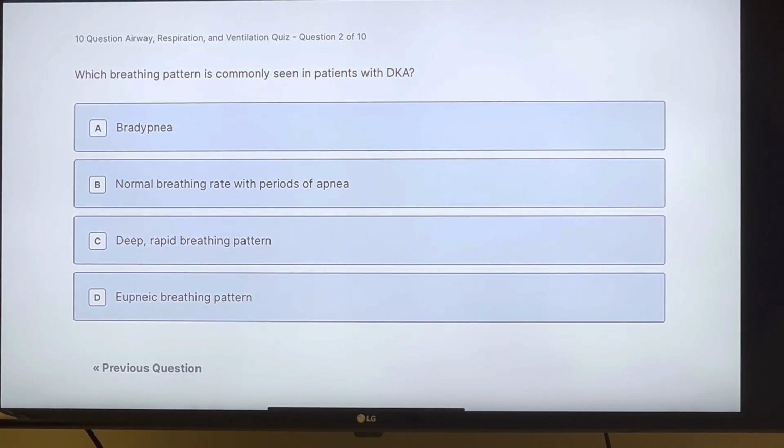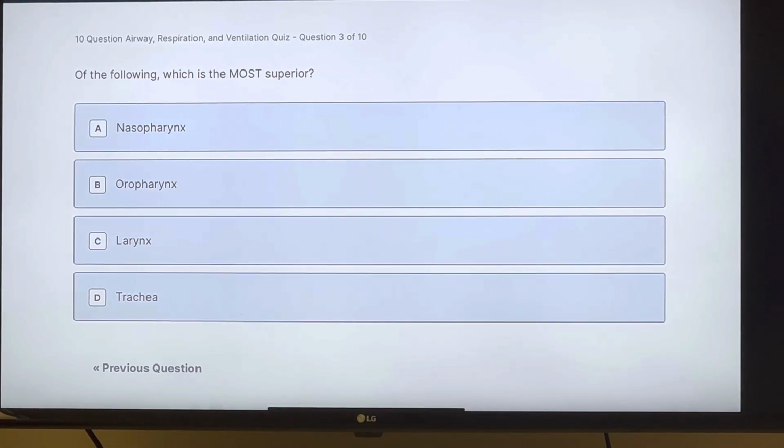Pick one, which one you roll on. The breathing periods of apnea, deep rapid breathing pattern. Choices. Damn. BG, what you rolling with? C. See? We shall see. I think it's C.